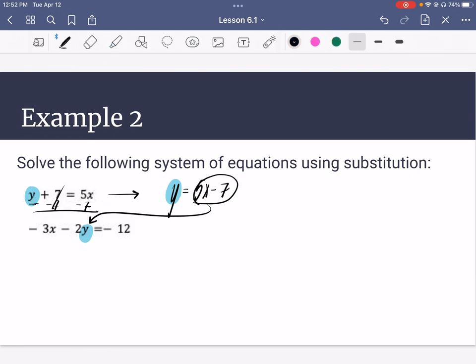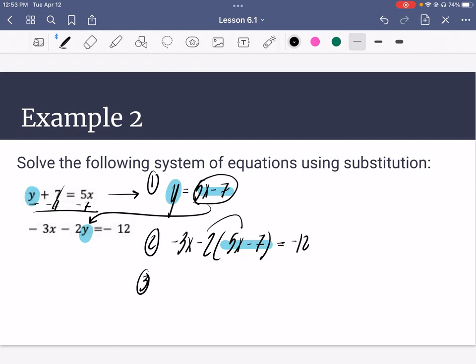So I get y equals 5x minus 7. Now that I've done the first step, I have my expression for y that I can then substitute into the second equation for y. So step number 2, I go ahead and do that. Negative 3x minus 2 times y. I'm going to replace y with this entire expression up here, so 5x minus 7. And now you can see I've gotten rid of the y variable. I only have x's left, so I can go ahead and solve for x here.